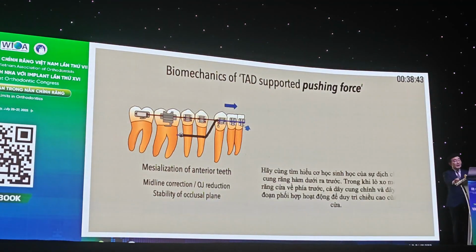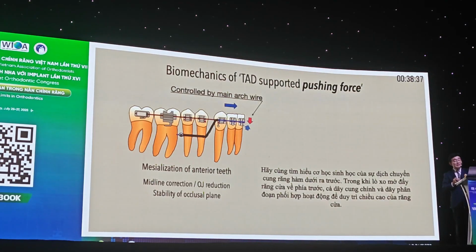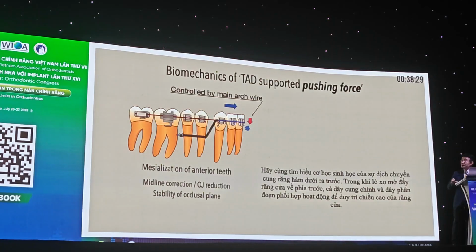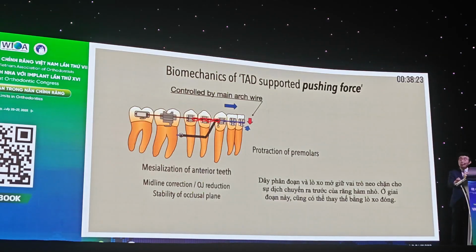Let's examine the biomechanics of the forward movement of the mandibular arch. While the open coil spring pushes the incisor forward, both the main arch wire and segmented wire function in synergy to maintain the height of the incisors. Segmented wire and open coil spring serve as anchorage for the forward movement of the premolars. At this junction, it is also permissible to replace it with a closed coil spring.